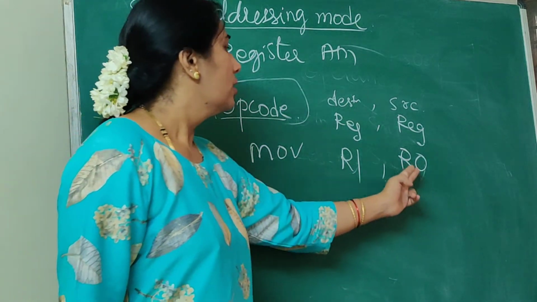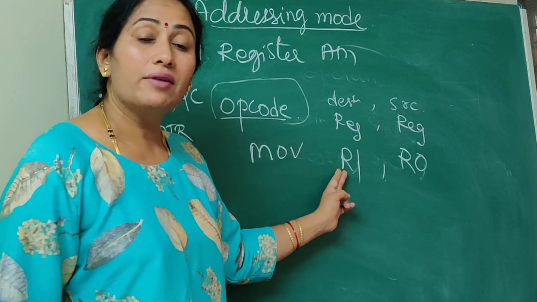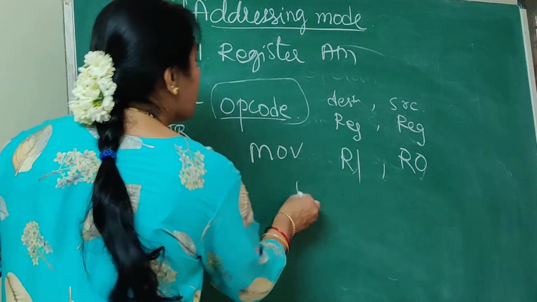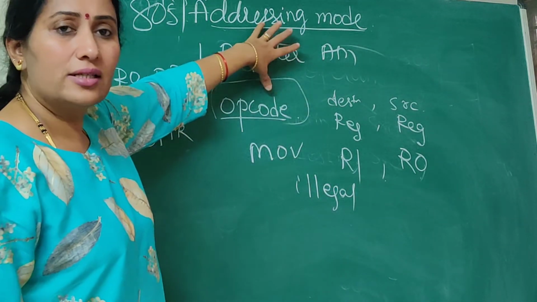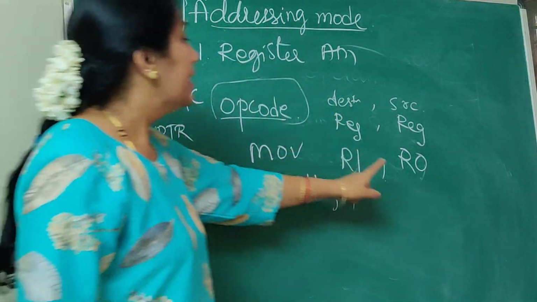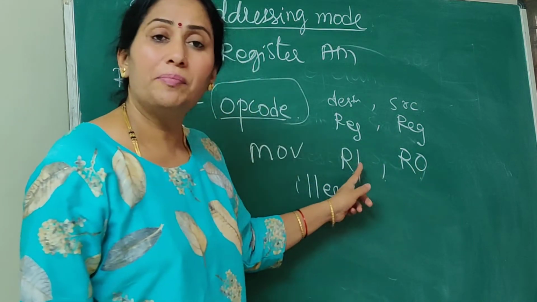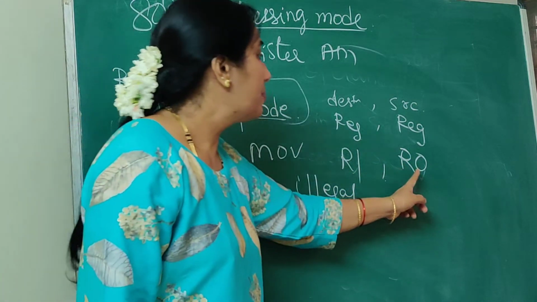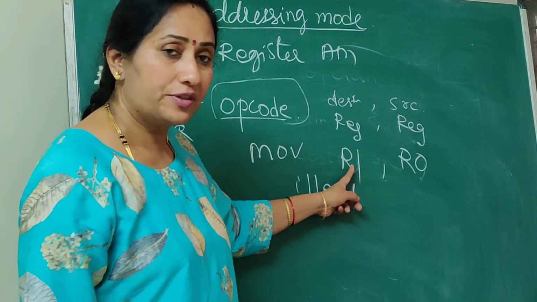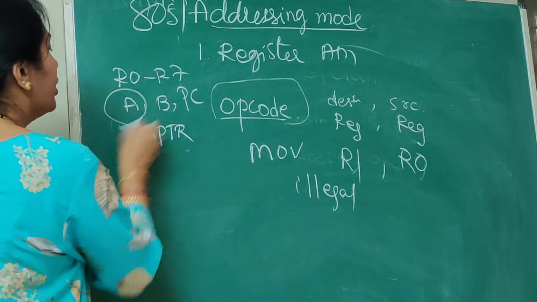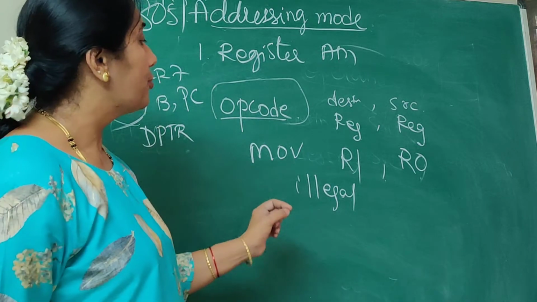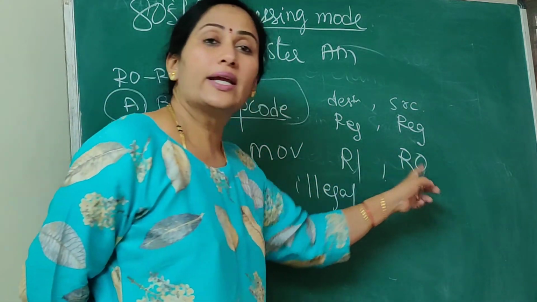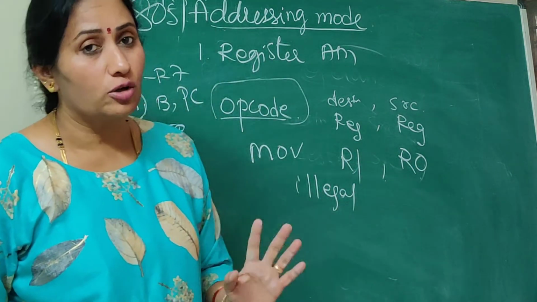This is correct now. You're having a register here and a register here. This is going to be an illegal instruction. There is a certain limitation in the register addressing mode. In the place of the source or in the place of the destination, you should use the accumulator. Without the accumulator, data movement between two working registers is not possible.